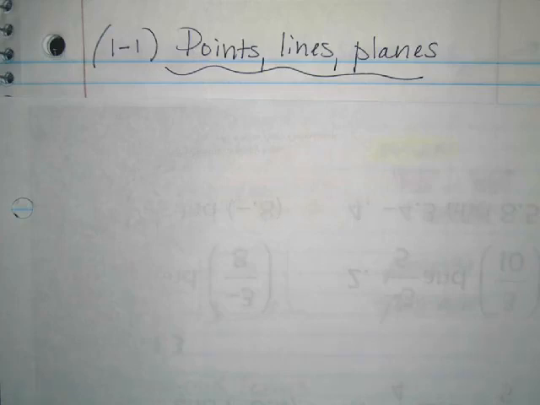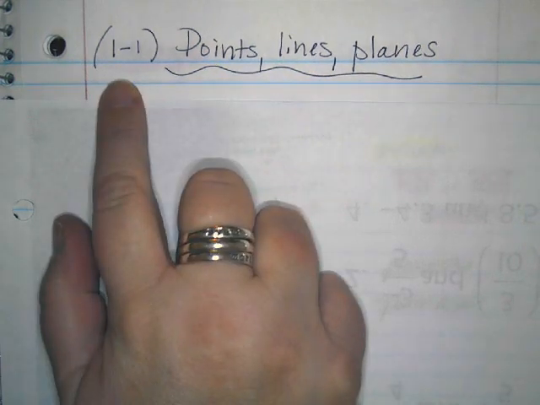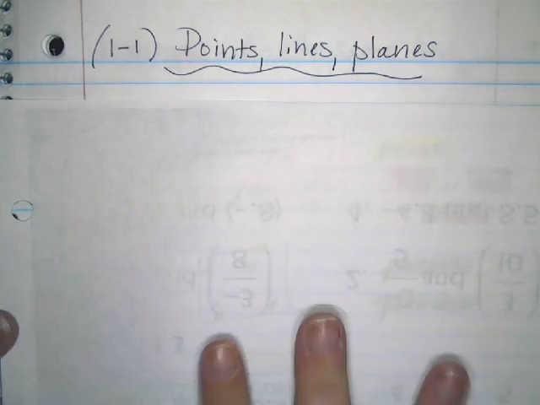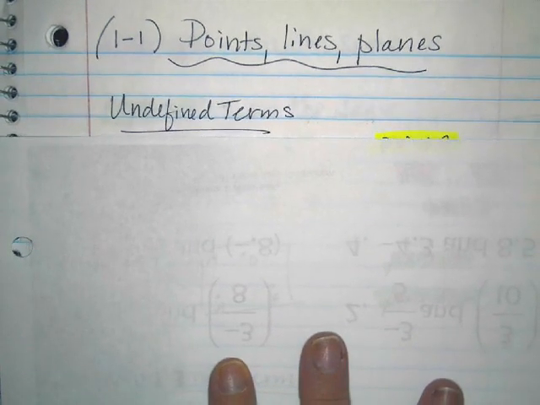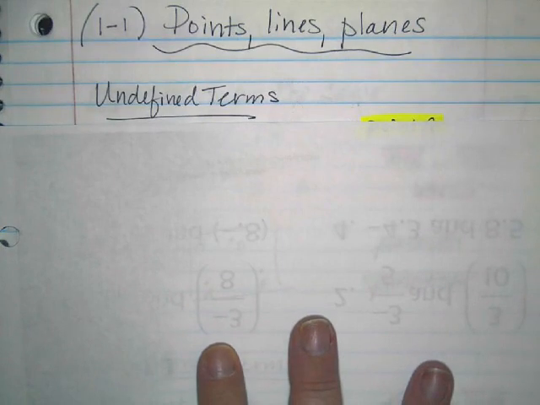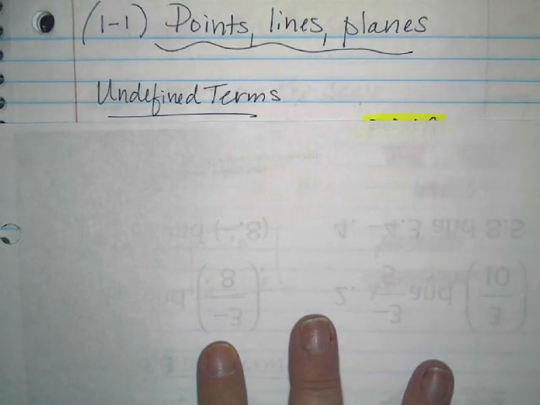All right, in our first section of geometry for our PAG year, we are looking at section 1-1, and we're talking about points, lines, and planes. Those particular terms are actually called undefined terms. It's one of those where you don't necessarily have a strict definition for it. It's more of like a picture.